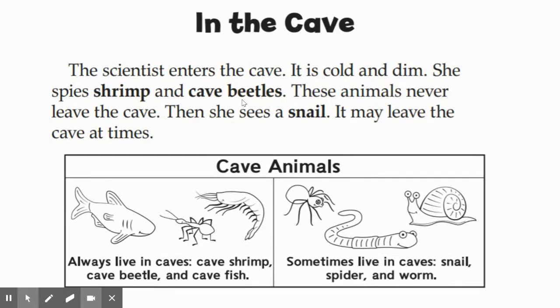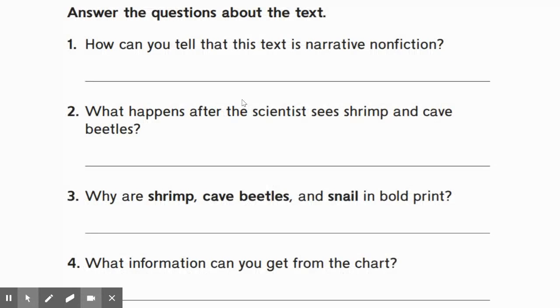She spies shrimp and cave beetles. These animals never leave the cave. All right, that was about shrimp and cave beetles. What I read next will tell me what the scientist did next. Then she sees a snail. So, second graders, what did she do after she saw a shrimp and cave beetle? That's right, she saw a snail.